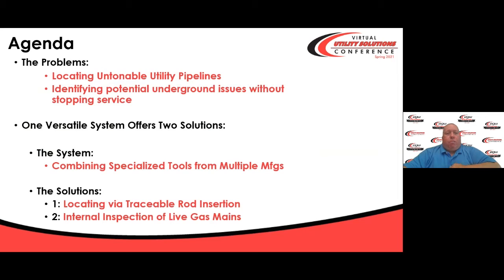So our agenda today will identify a couple of problems. Number one being locating untonable utility pipelines. The other will be how to identify potential underground issues without stopping service. We have one versatile system that offers both of those solutions. The system will combine specialized tools from multiple manufacturers, and then we'll talk about the solutions of locating via traceable rod insertion and internal inspection of live gas mains.